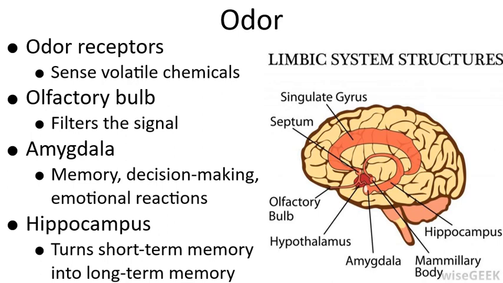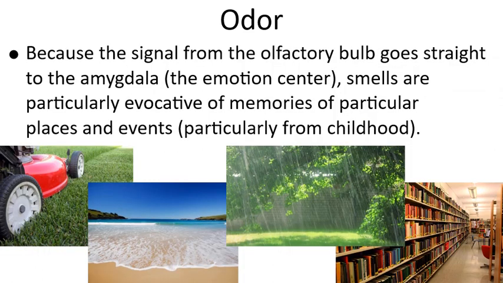Naturally, the brain is quite complex, and so I'm glossing over quite a few details here. Our sense of smell is somewhat unique compared to our other senses due to how and where the information enters our brain. Because the signal from the olfactory bulb goes straight to the amygdala, the emotion center, smells are particularly evocative of memories of particular places and events, especially from our childhoods.